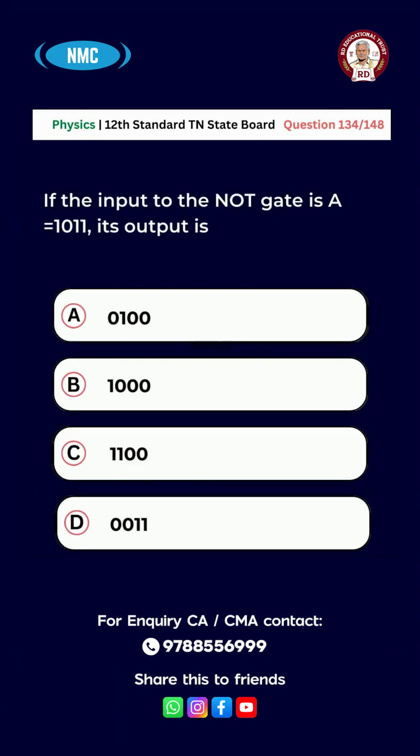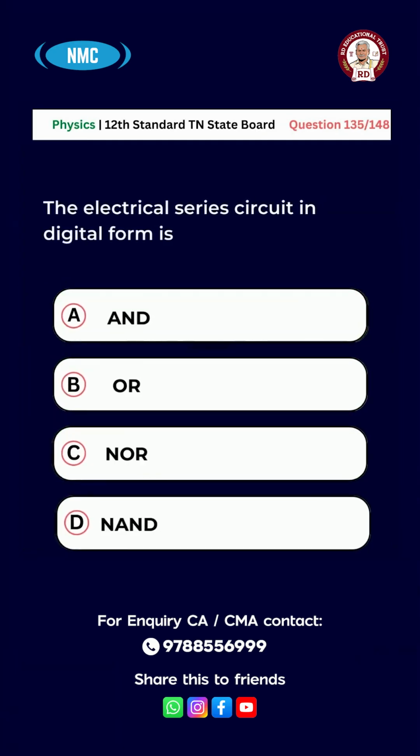If the input to the NOT gate is A equal to 1011, its output is: option A 0100, B 1000, C 1100, D 0011. The right answer is option A, 0100. Question number 135. The electric series circuit in digital form is option A AND, B OR, C NOR, D NAND. The right answer is option A, AND.